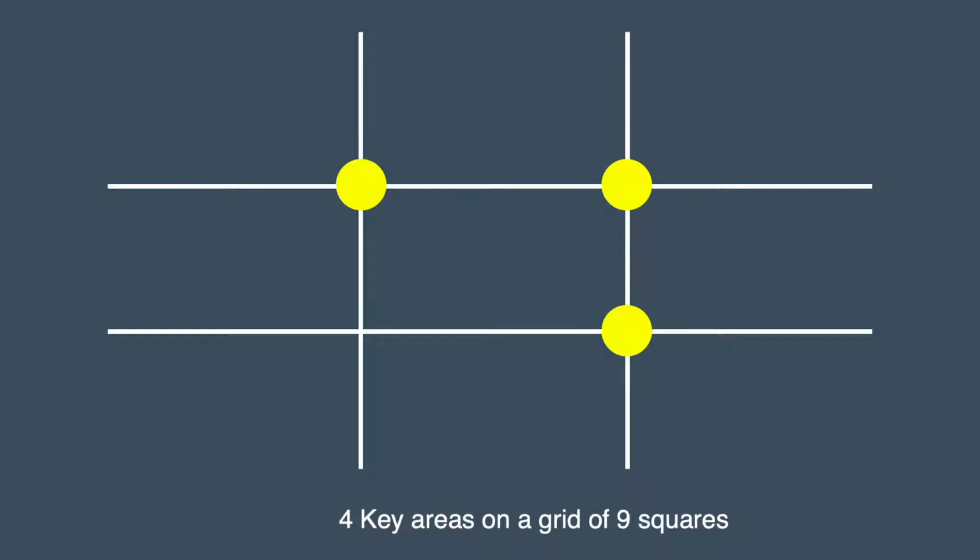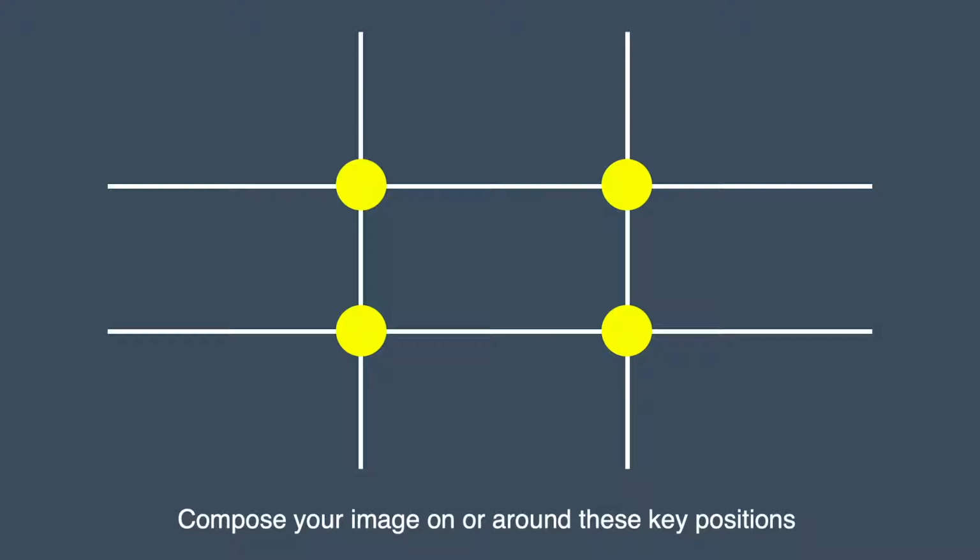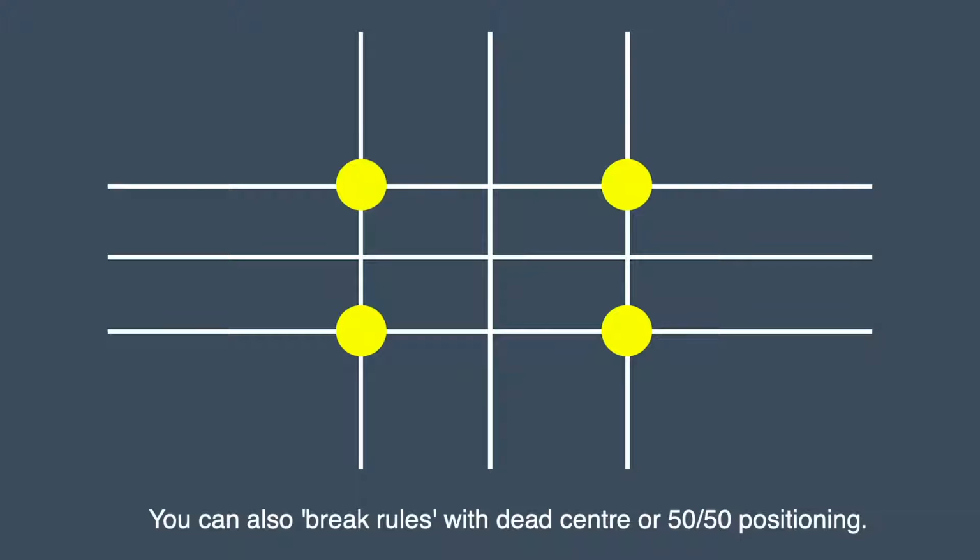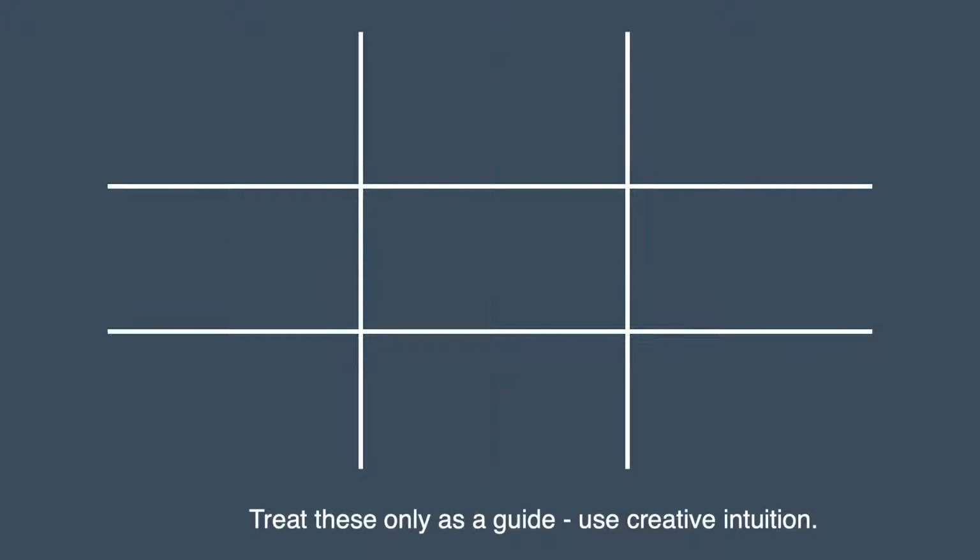Your intuitive creative awareness may have spotted that this was shot using the rule of thirds. In other words, there are 4 key intersections within a grid of 9 squares where you can place your subject to make it an important feature of the composition. Rules can be broken. You can also split the image and have 50-50 and dead center positioning. Point is, it's a guide.